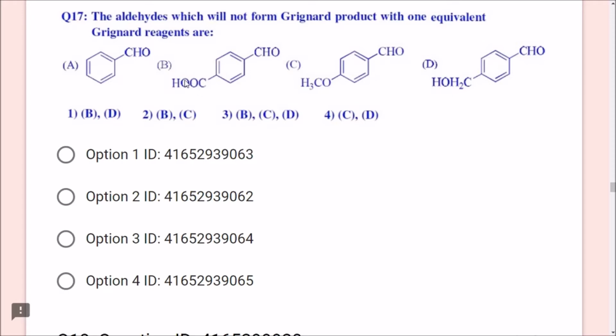So the options which are showing are B and D. What are the options? B and D. That is option number 1, the correct option, friends.